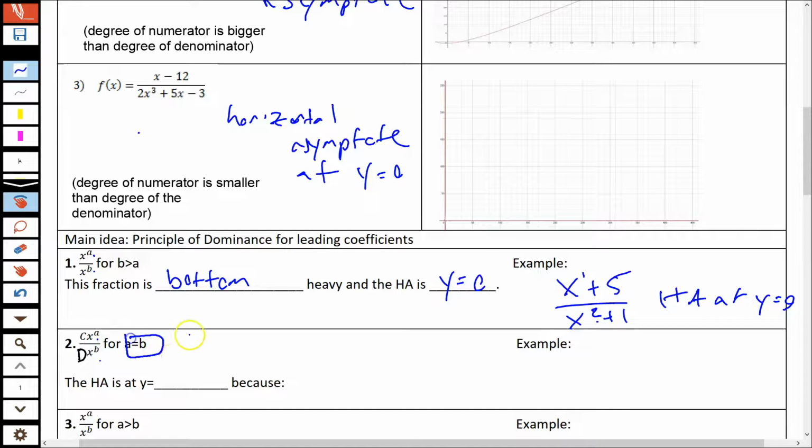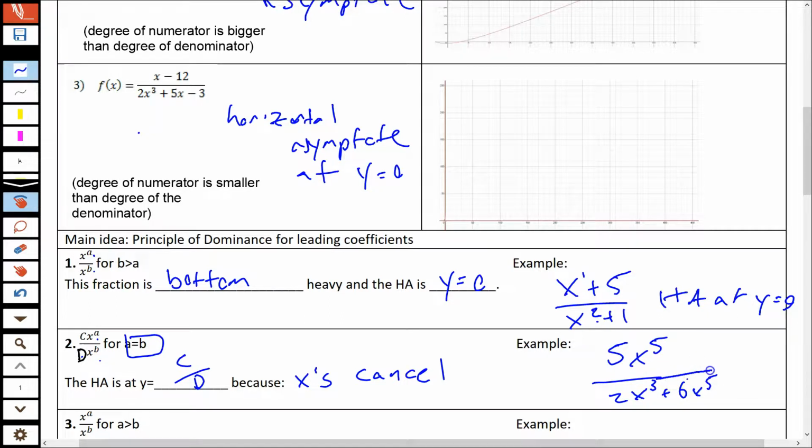If the exponents are the same, then the horizontal asymptote is at the ratio of the leading coefficients. So in this little example here, it would be at c over d. And that's because the x's cancel, right? So an example here would be 5x to the 5th over 2x to the 3rd plus 6x to the 5th. So the 2x to the 3rd does not matter. We care only about the 5 and the 6 here. So our horizontal asymptote would be at y equals 5 over 6.